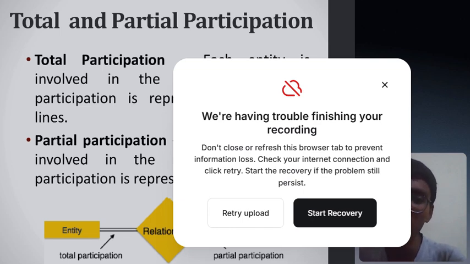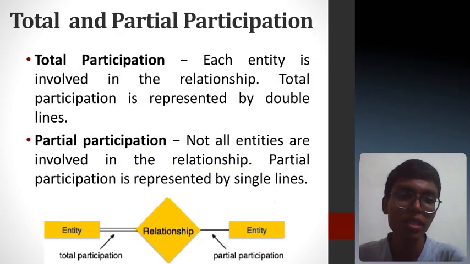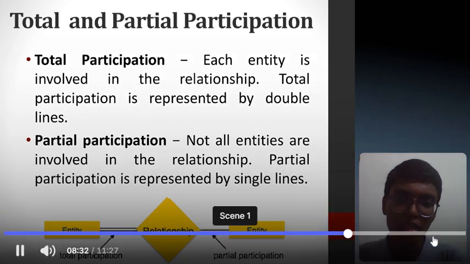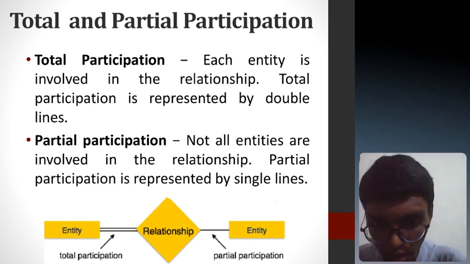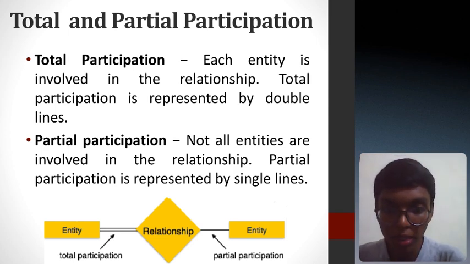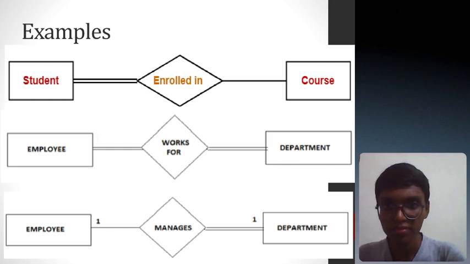Total and partial participation. In total participation, all entities are involved in the relationship. Partial participation is represented by single lines. In the following example, entities with a double line to a relationship show total participation, and entities with a single line show partial participation.